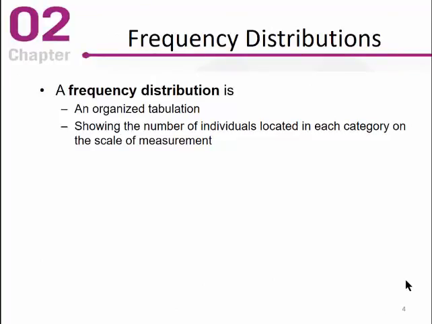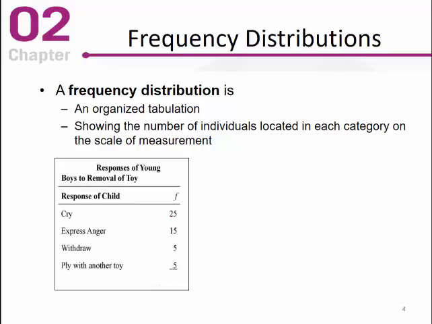A frequency distribution is an organized table or tabulation that shows the number of respondents or individuals in each category on a scale of measurement. So this could be, for example, in a table. This would look like that. So here you have the responses of young boys when they had a toy taken away from them. So you can see that we had 25 boys that cried, 15 that were just mad, 5 of them just withdrew, and then 5 just said, oh well, play with another toy.